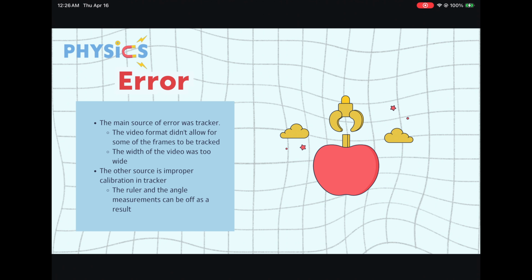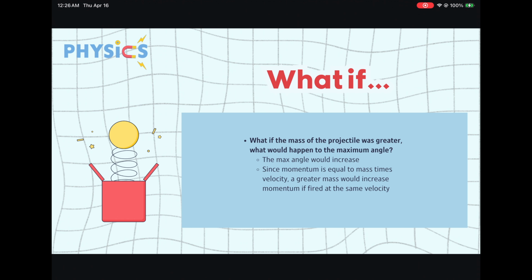And then, what if? The what-if question I'll be answering is: what if the mass of the projectile was greater? What would happen to the maximum angle? The max angle would increase, since momentum is equal to mass times velocity. A greater mass would increase the momentum if fired. At the same time, it would increase velocity. I'm sorry for my error there.